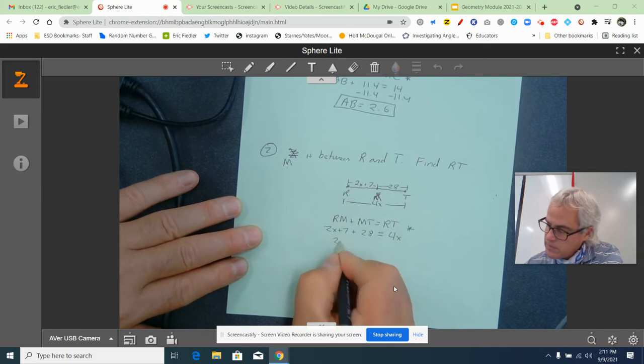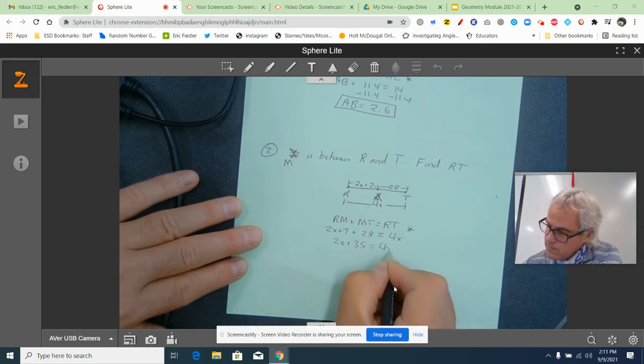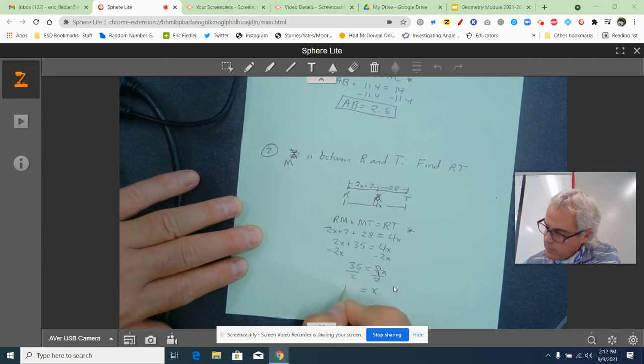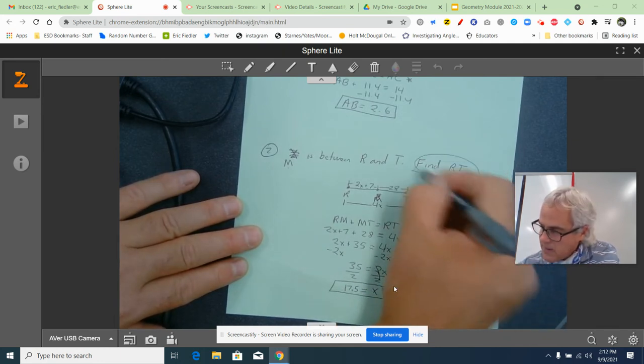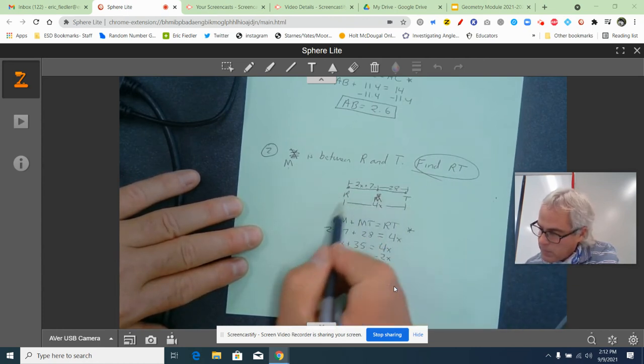Combine like terms first. Subtract 2x from both sides. Going kind of quickly through the algebra. 35 is equal to 2x. Divide by 2, and I get x is equal to 17.5. But notice this. That's x. Is that the answer to the question? I look back at the top. They said to find RT. Well, RT is equal to 4x from the picture.